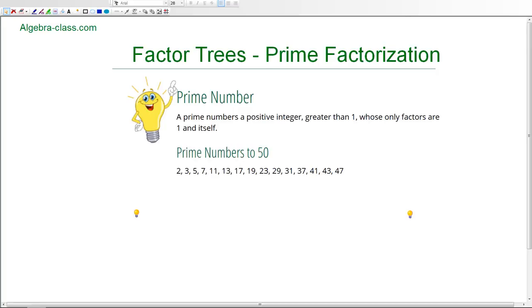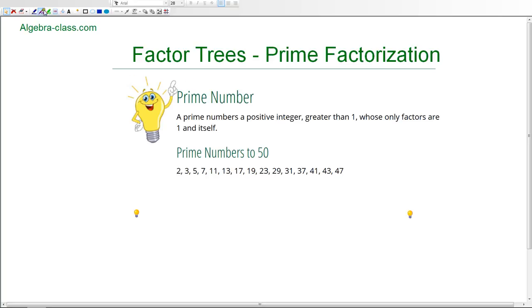In this lesson, we will use factor trees to find the prime factorization for a set of numbers. Before we begin talking about factor trees, we first need to talk about prime numbers. A prime number is a positive integer greater than 1 whose only factors are 1 and itself.